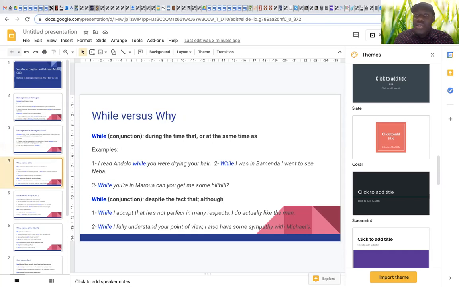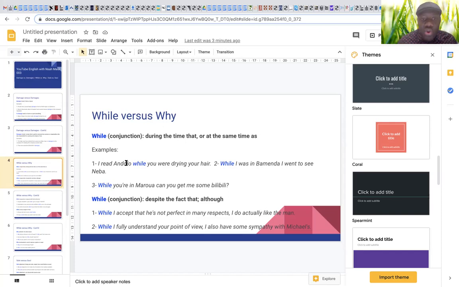While versus why. This is the third pair of words we want to discuss today. While as a conjunction means during that, the time that, or at the same time as. I read Andolo the Talented Albino while you were drying your hair. It means that at the same time that you were drying your hair, I was reading Andolo the Talented Albino. While I was in Bamenda, I went to see Neba. So I saw Neba during the time or at the same time that I was in Bamenda.